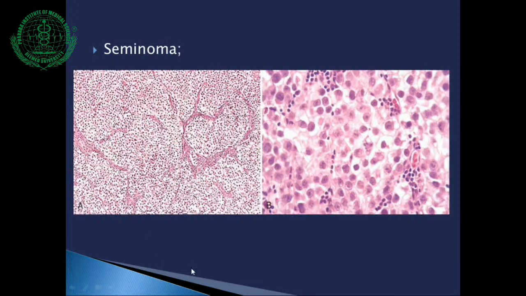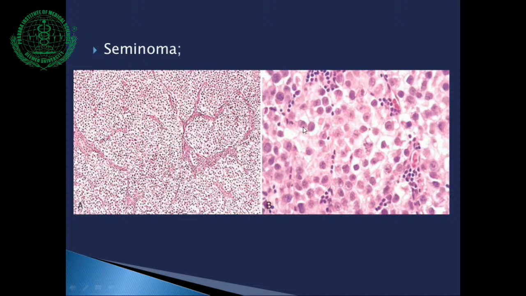This is a microscopic picture of the seminoma testis, classical seminoma. These are the sheets of the cells. They are arranged in sheets and separated by thin fibrous septa, and this fibrous septa is infiltrated by lymphocytes, mainly T lymphocytes.